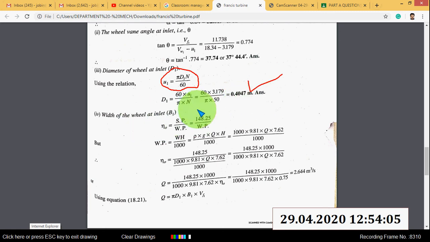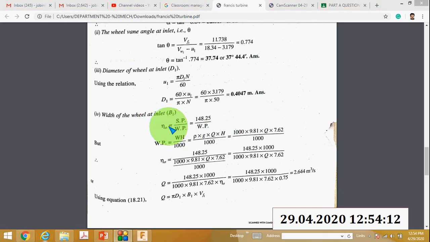Then the width of the wheel at inlet, so the equation: overall efficiency is given, so overall efficiency is equal to shaft power divided by water power.